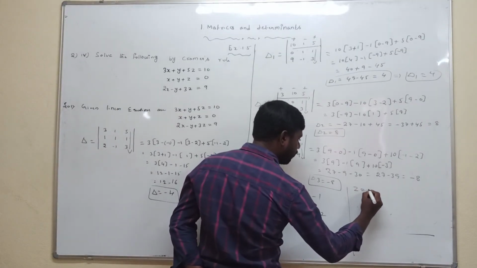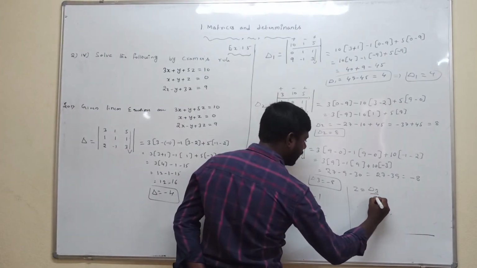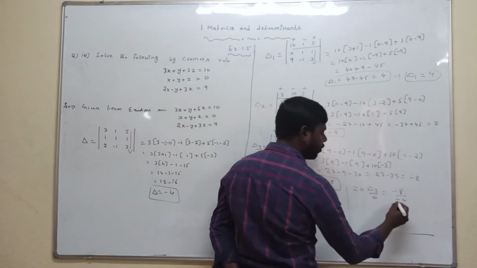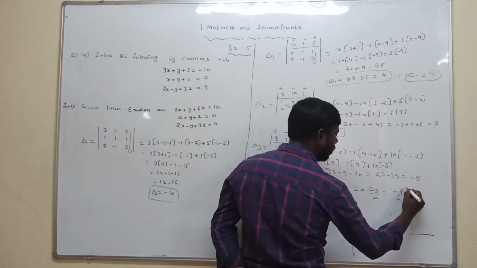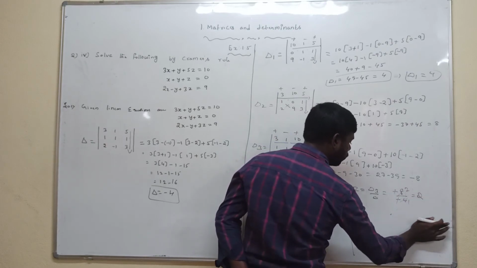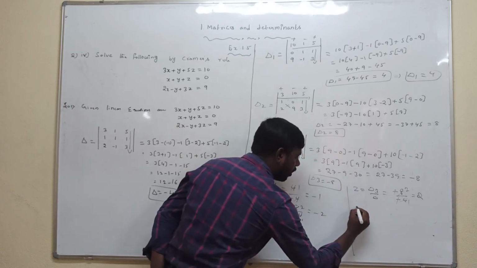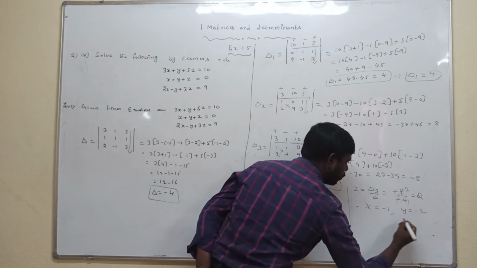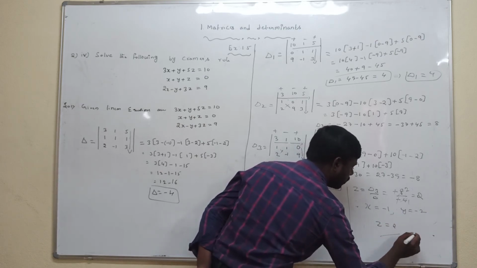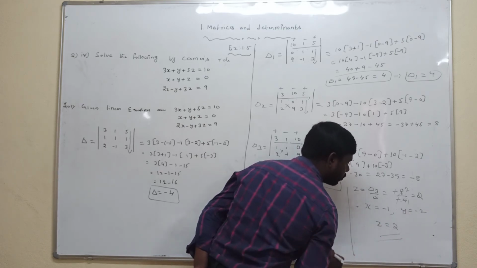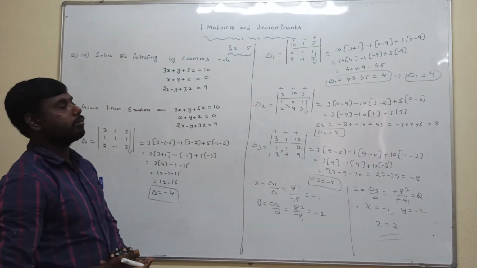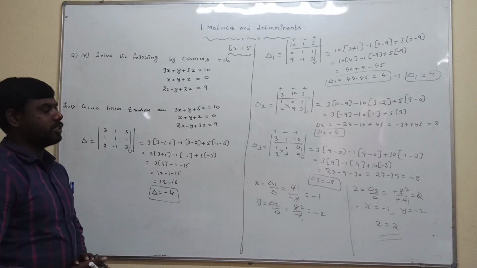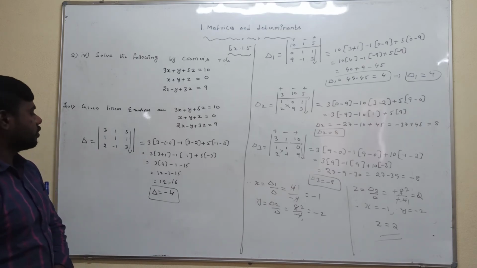Next z formula is delta 3 by delta. Delta 3 value is minus 8. Delta value is minus 4. Minus will cancel, 4 on the 4 2s. We got 2. So finally we got x value is minus 1, y value is minus 2, z value is 2. This is the solution for this question, dear students. So this is the process of using Cramer's rule to find the x, y, z values.